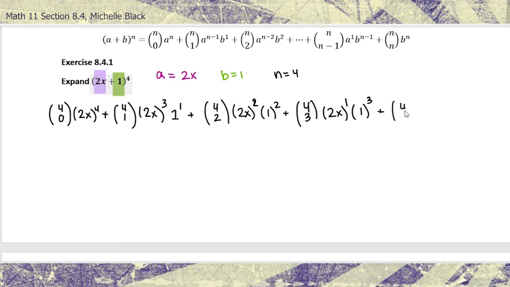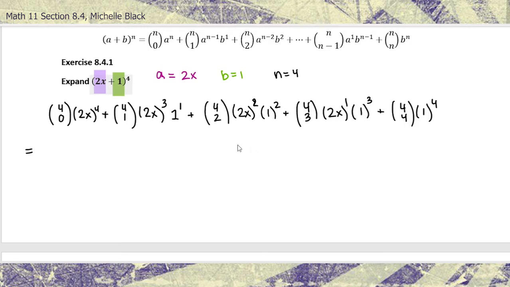And then I end with 4 choose 4. I now have my a term to power 0, which is why you don't see it, because power 0 here would make it equal to 1. So that one's basically gone, and I'm just left with my b to power 4. Now you want to evaluate 4 choose 0, 4 choose 1, 4 choose 2, 4 choose 3, 4 choose 4.